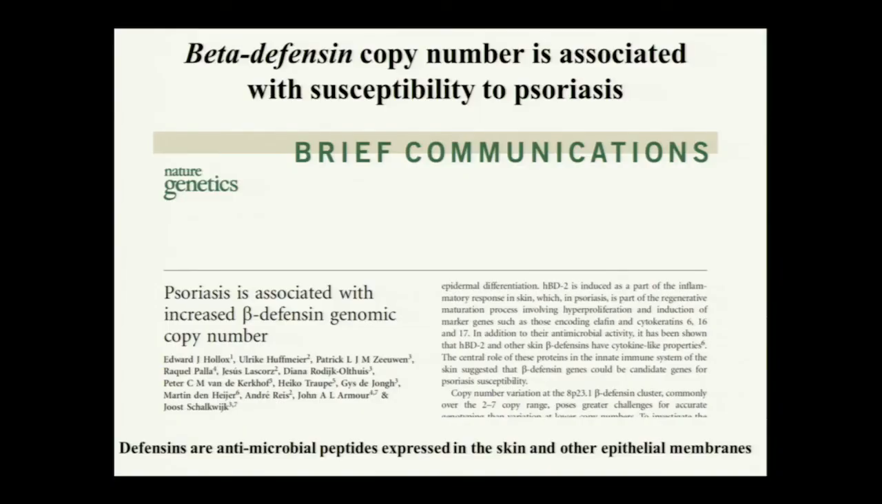And then I pointed out earlier a region on chromosome 8 that I said has a cluster of genes involved in bacterial defense. It's called the beta defensin gene cluster. It's actually a peptide that's secreted either in your skin or mucous membranes, and has antibacterial functions.